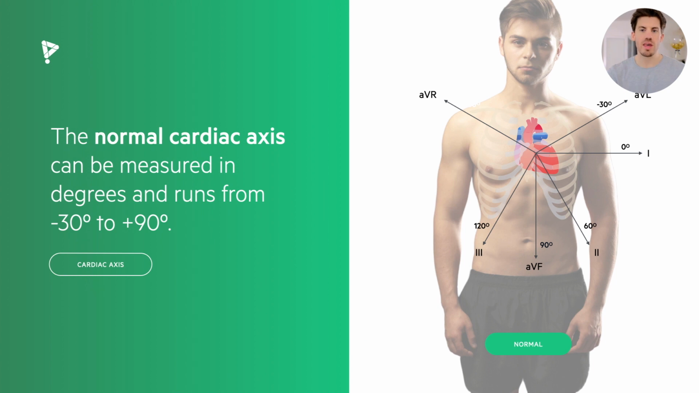So the normal cardiac axis can be measured in degrees, and it runs from negative 30 degrees to positive 90. So if you look at the diagram, we have AVR going off on the left, and then we have all of these limb leads around on the outside. So the normal axis is between AVL and AVF. So if the average wave of depolarization goes in any of these directions within this green area, that would be normal axis.